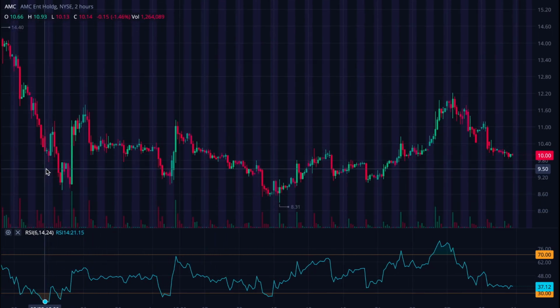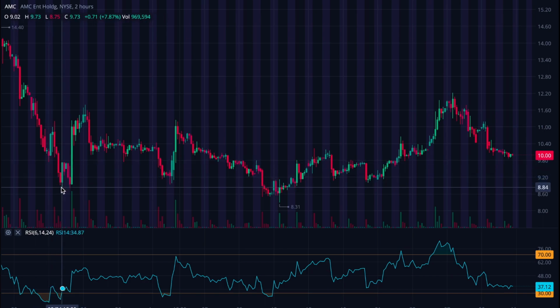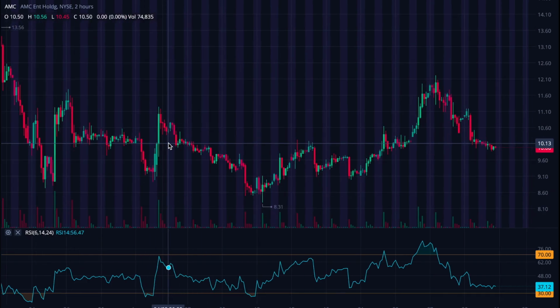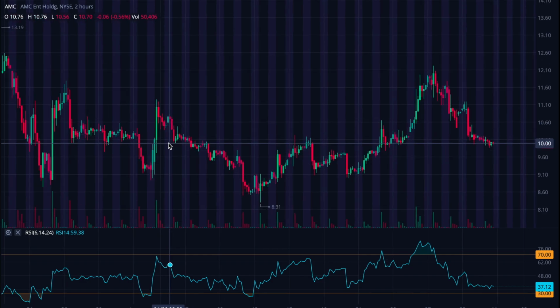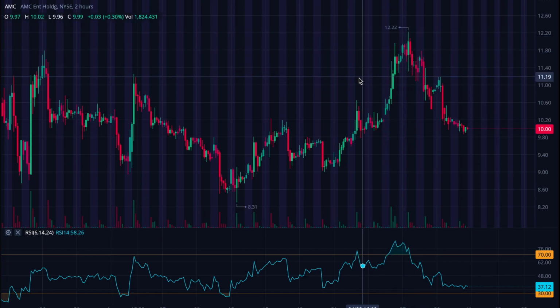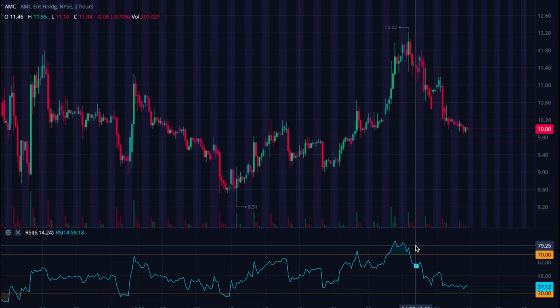Also here, oversold, continue to be oversold, and then it got a nice bump up. So it's been vacillating back and forth between oversold and not. Unfortunately, it hasn't done a ton getting into overbought territory like it did here. It's been spending more time oversold than overbought. So something to keep in mind there.